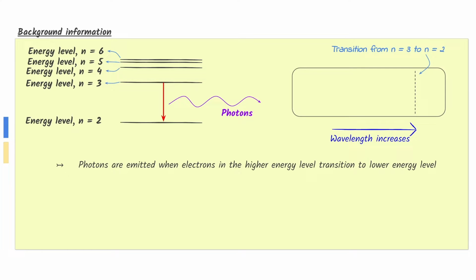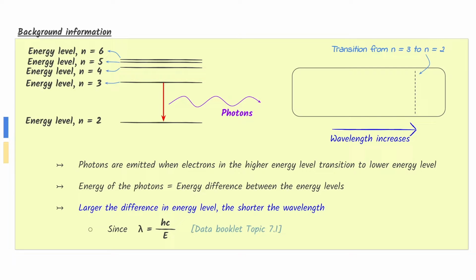Photons are emitted when electrons in a higher energy level transition to a lower energy level. The wavelength of the emitted photon can be seen on an emission spectrum. The energy of the photon equals the energy difference between the energy levels. This means that the larger the difference in energy levels, the shorter the wavelength of the photon, as we can see from the equation given in the data booklet.